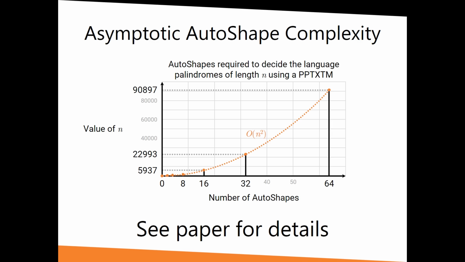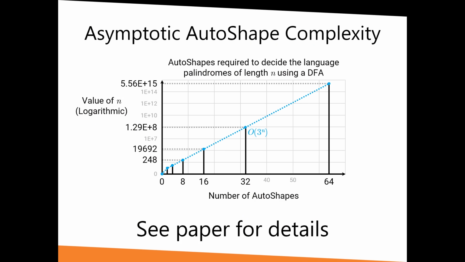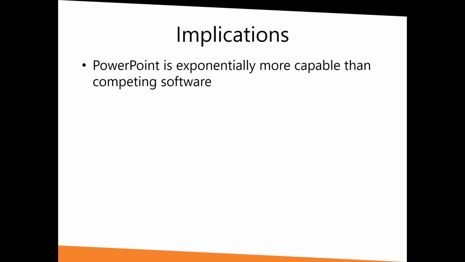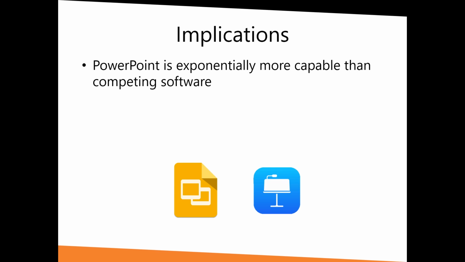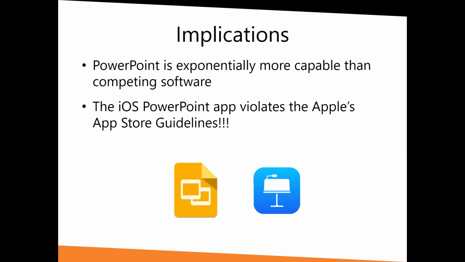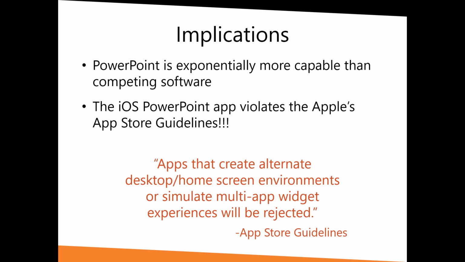It requires asymptotically fewer AutoShapes than when implemented in alternative slideshow editors, definitively proving PowerPoint to be exponentially more capable than competing software. But perhaps most notably, the PowerPoint Turing machine shows that the PowerPoint iOS app is in violation of Apple's App Store guidelines, and it shows that PowerPoint can emulate alternative apps and execute arbitrary code.